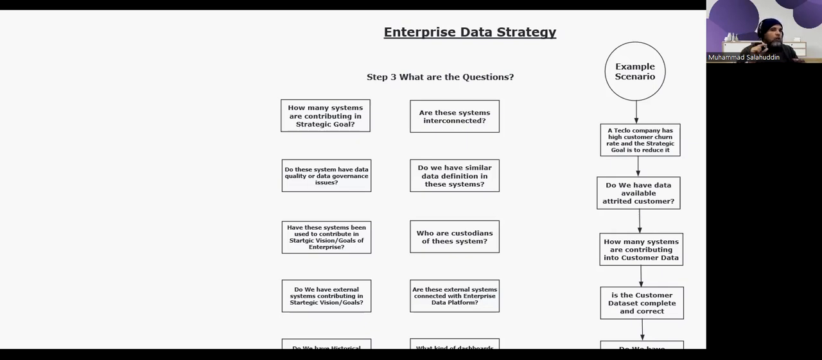So you can see it's not only the internal systems that are going to contribute to that. We need some external information, external systems as well, so we can complete those data sets, and then based on that, we will define our strategy. And obviously that strategy is going to feed heavily into the enterprise data strategy. So that's phase or step three of the enterprise data strategy journey.